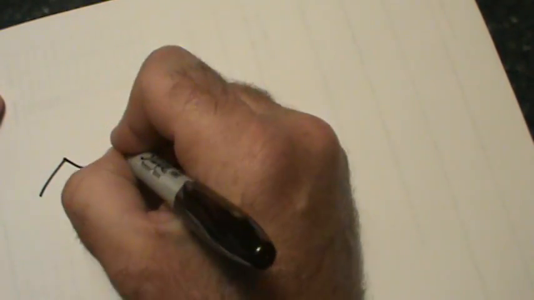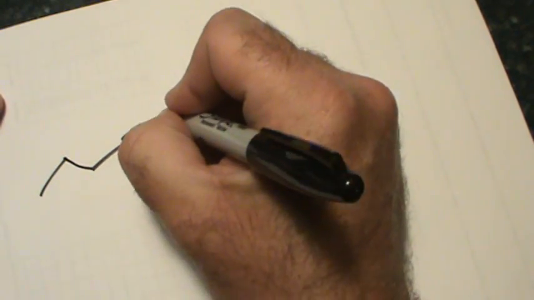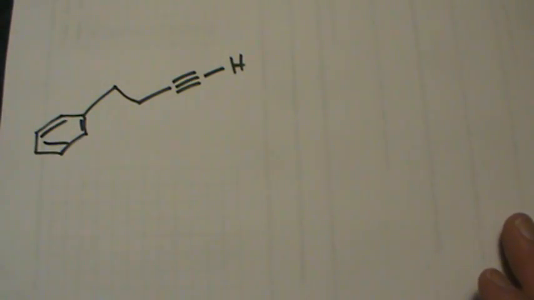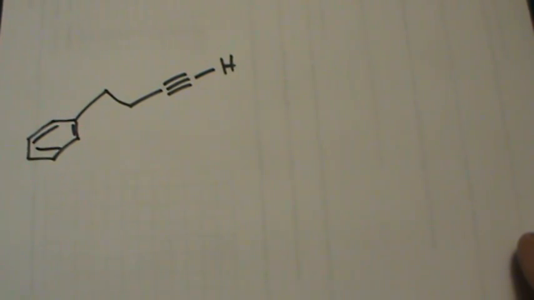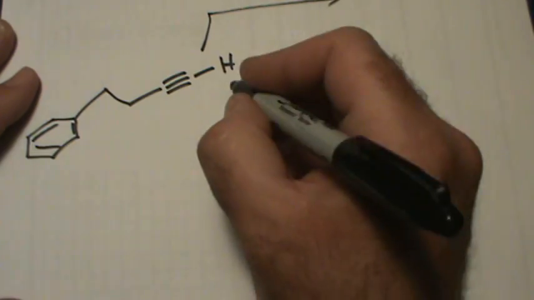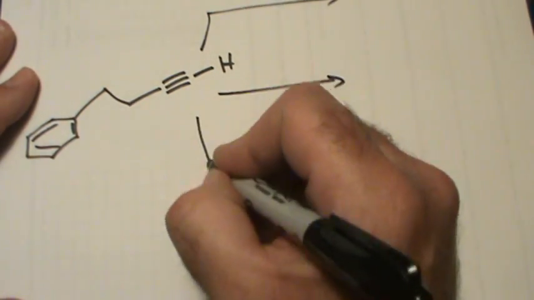So, for example, if you had this somewhat sophisticated alkyne, which is a terminal alkyne, and you were asked to show some products resulting from it.